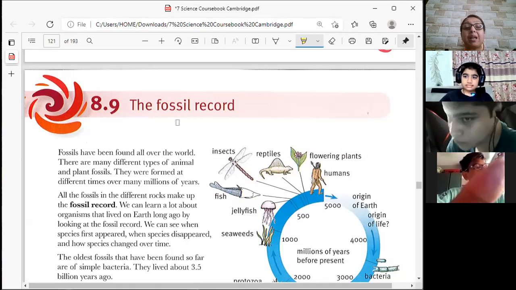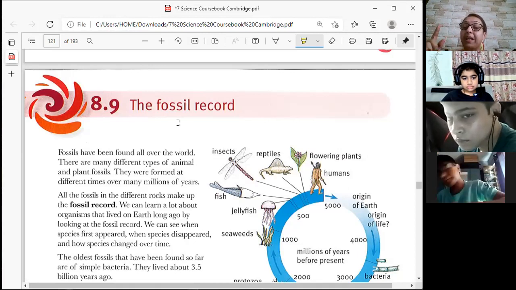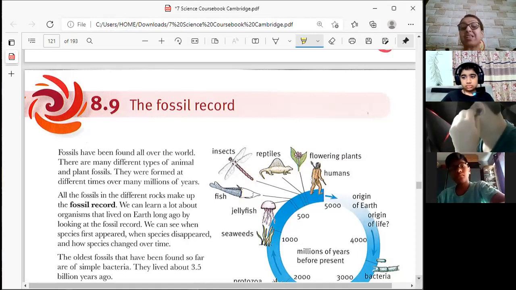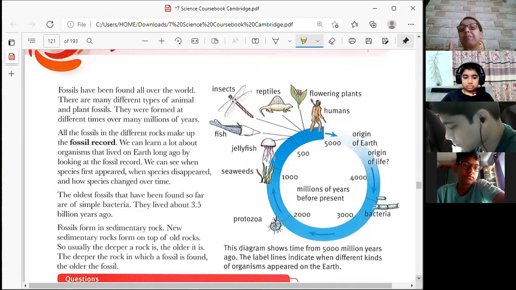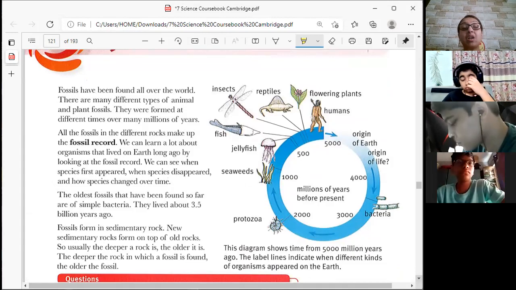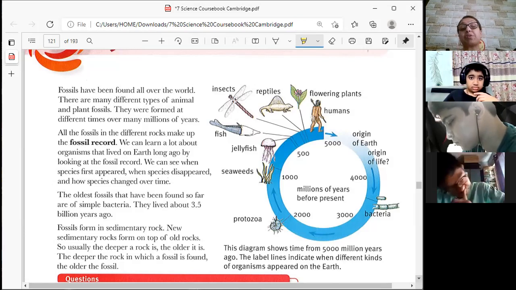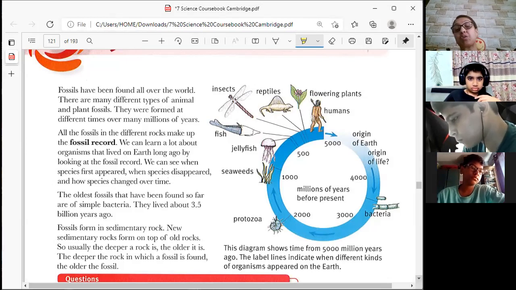They were formed at different times over many million years. Right from the beginning, we have been getting fossils of animals and plants that lived many years ago, which you might not have seen. All the fossils in different rocks make up the fossil record. We can learn a lot about organisms that lived on Earth long ago just by looking at the fossil record. We can see when a species first appeared, when it disappeared, and how it changed over time.